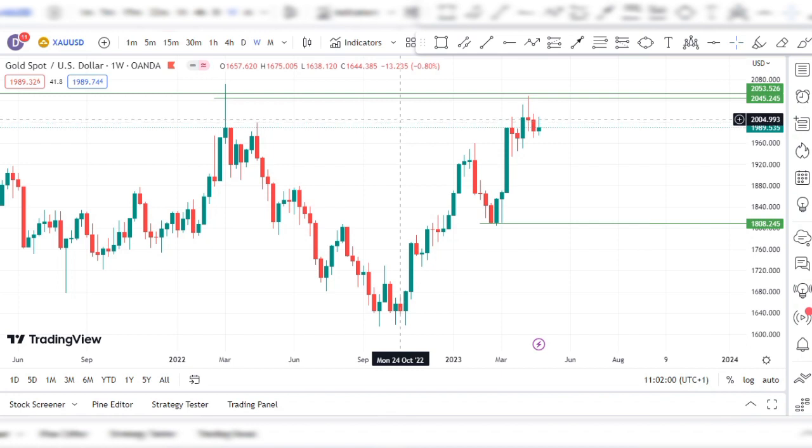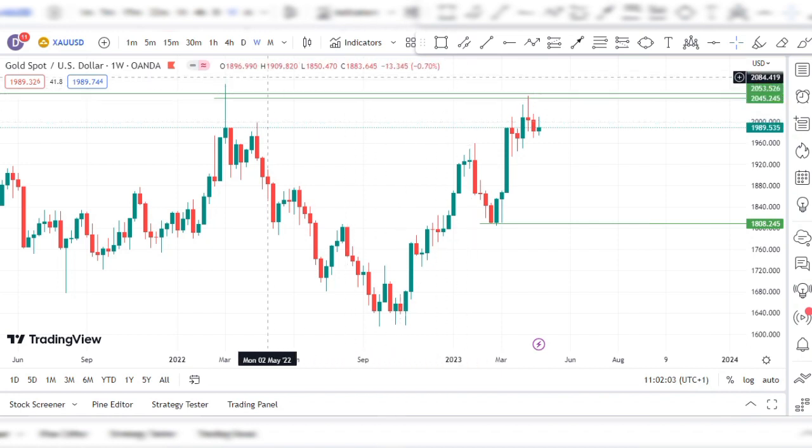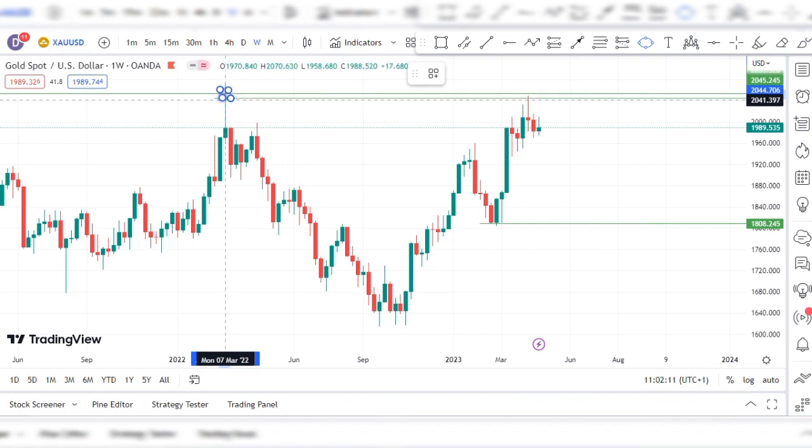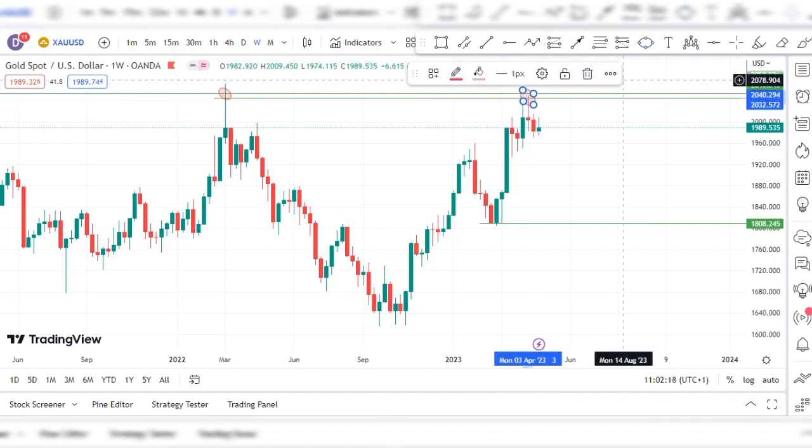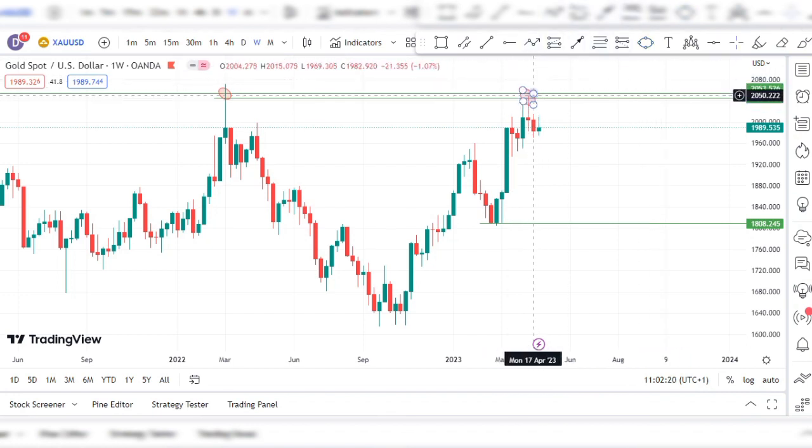So now with gold on the weekly time frame, we can see that price has gotten to this resistance area over here around the 2050 area, right? Which is a key area of resistance that price has gotten to. And when price got there, you can see it rejecting off.